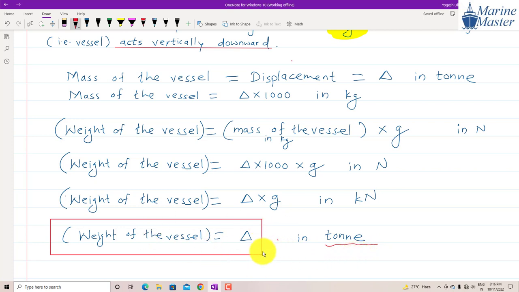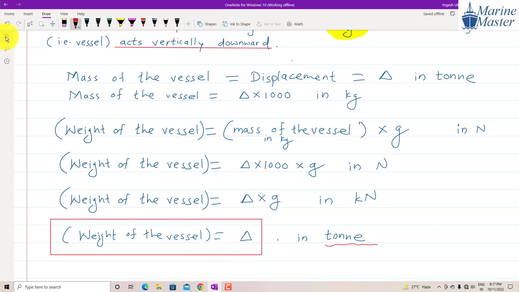And why are we doing this? To make things simple, guys, easy to understand. We love shortcuts. Instead of writing weight in kilonewton, we just omitted this G and we got this delta in ton. Very simple discussion, not that difficult. So now, till now we have seen two meanings of delta.